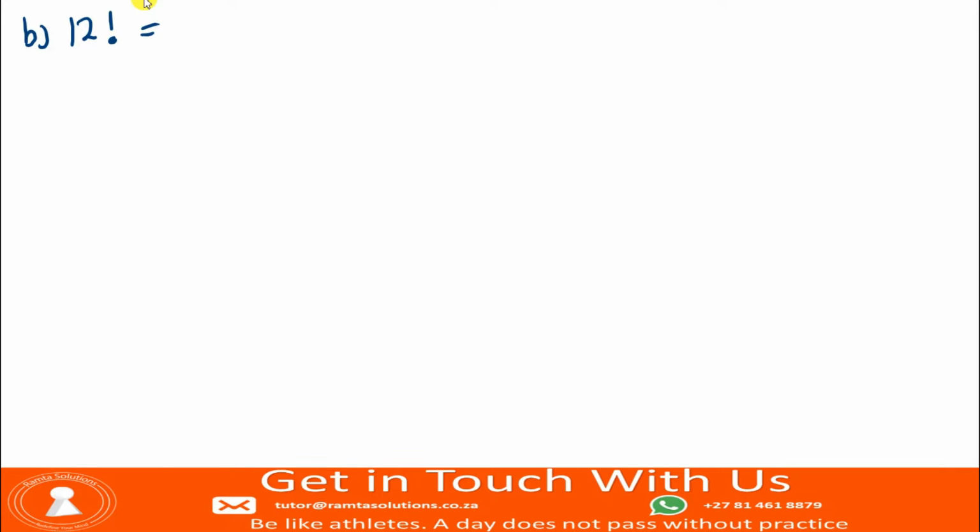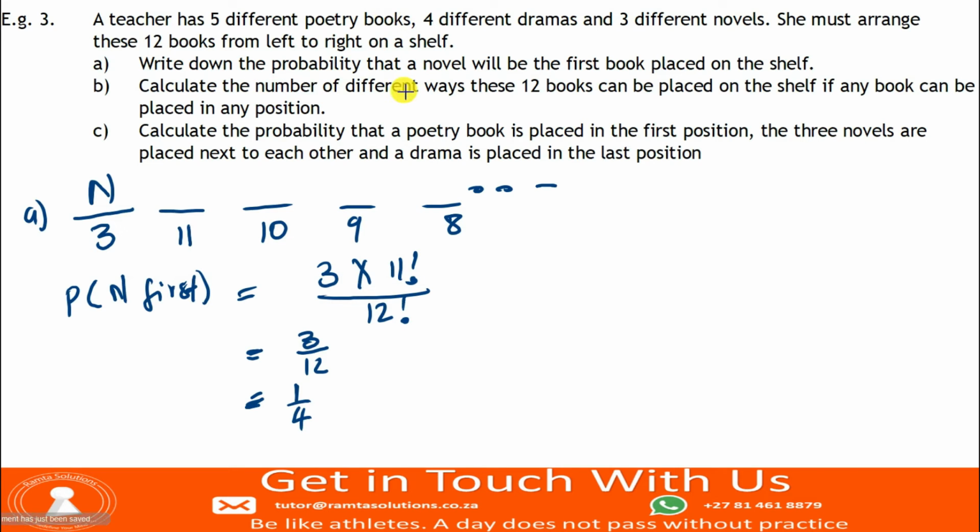Now, what is 12 factorial? 12 factorial is 479 million 1,600 ways that you can place these books on a shelf.